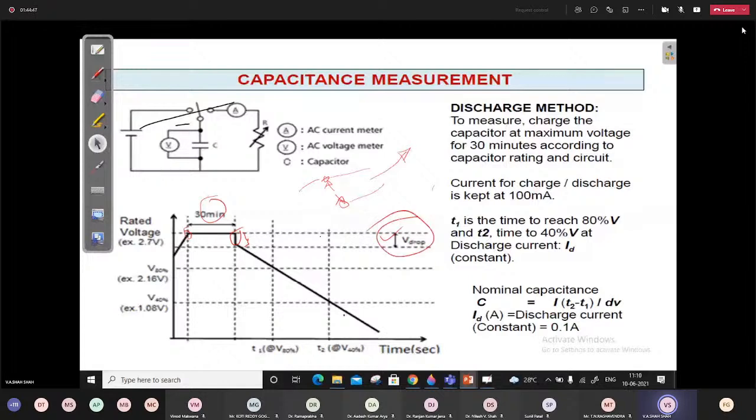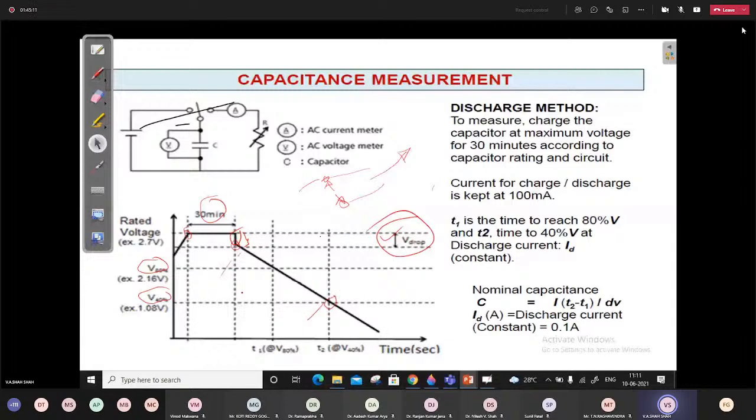So this voltage is 80%, and this is 40%. So it is half the voltage. From this value to its half voltage value, as I have told you, this will extract 75% of the energy available in the supercapacitor.